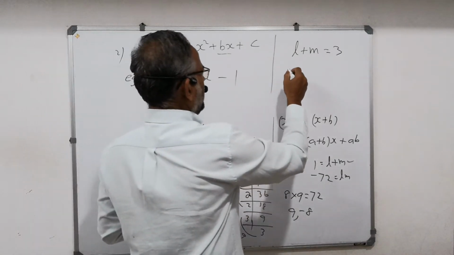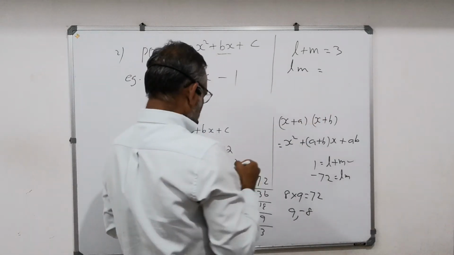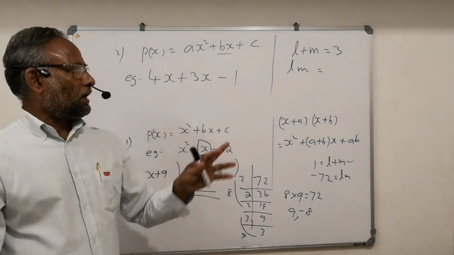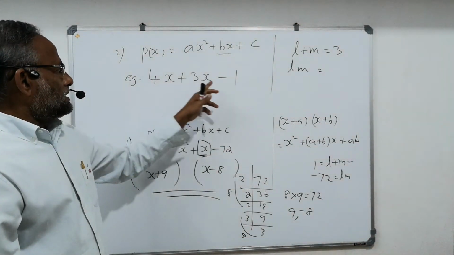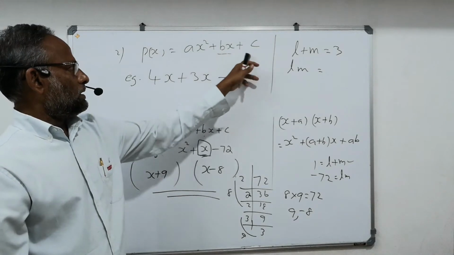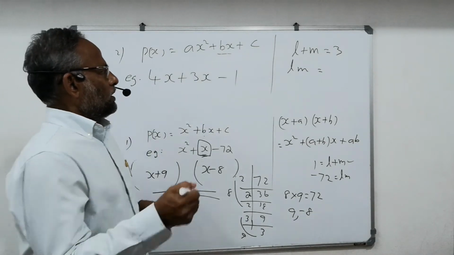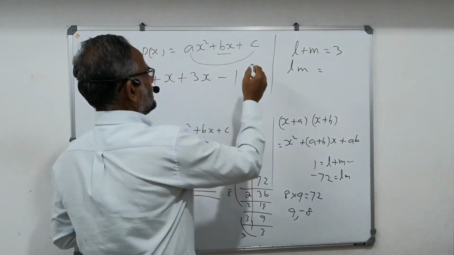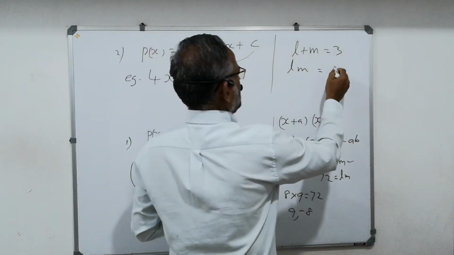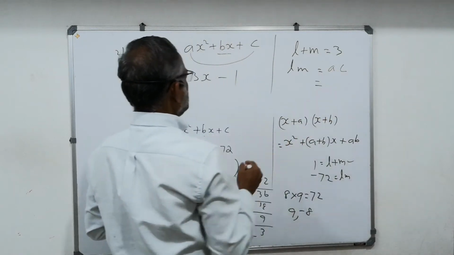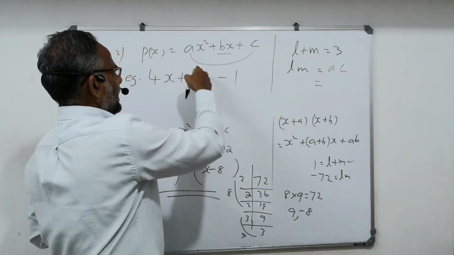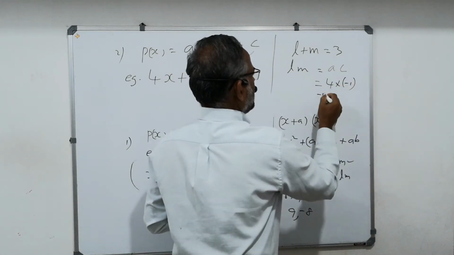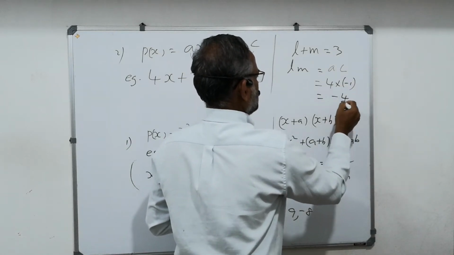Then what is L into M? If you are multiplying two numbers, what is it? Be careful here. Okay, here, A into C, that means 4 into minus 1. Remember that A into C, that is AC. What is your AC? Not this AC. What is A? 4. 4 into minus 1, that is minus 4.